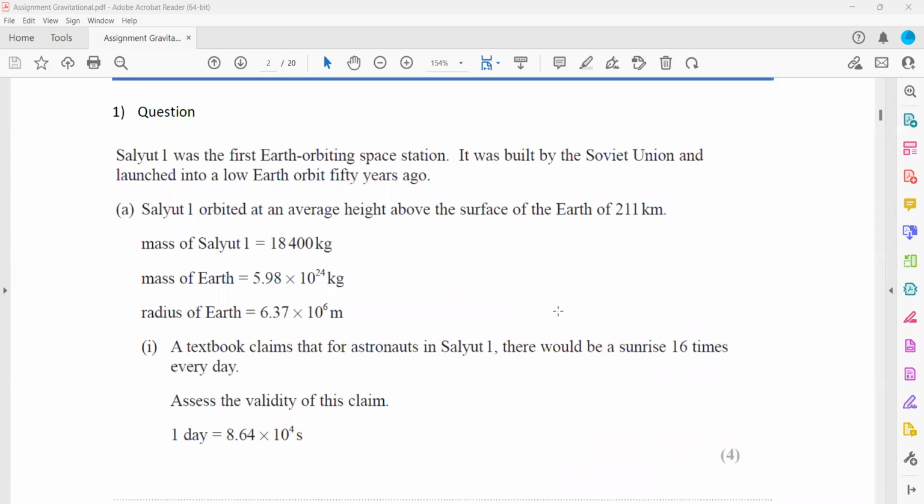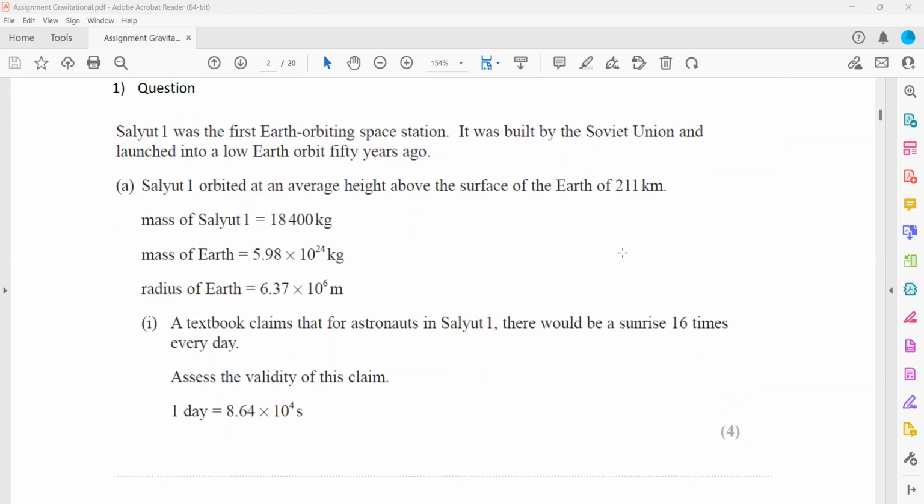The mass is given for the Earth and the radius is also given. The textbook claimed that the astronaut in this space station would see sunrise 16 times every day. Basically, it will move around the Earth 16 times in one day. That we have to show. Assess the validity of this claim. We have to check whether this claim is accurate or not.